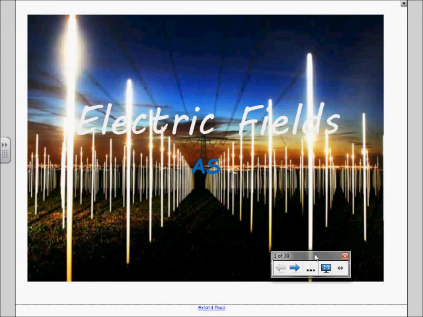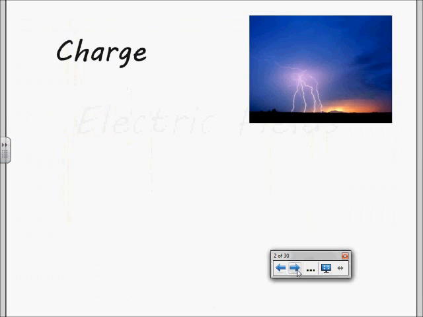Okay, topic 9, electric fields. First aspect that we want to just have a bit of a look at is electric charge. Electric charge is one of these fundamental quantities in nature. We could just say under this heading that charge is carried by protons.